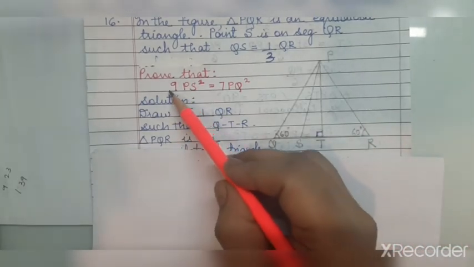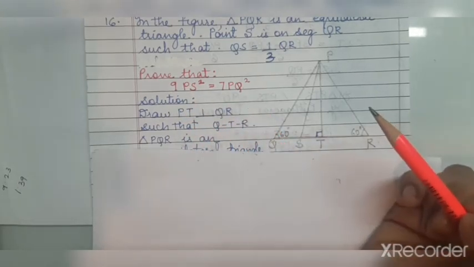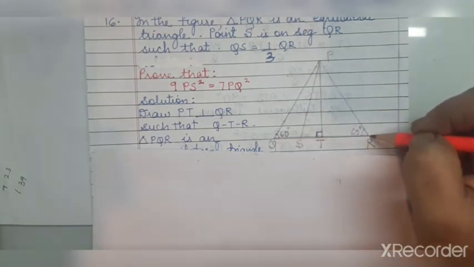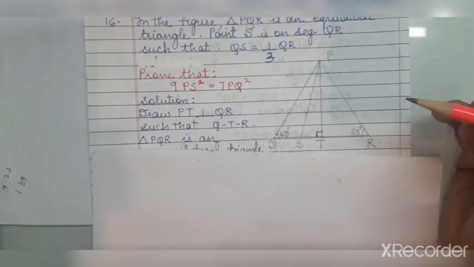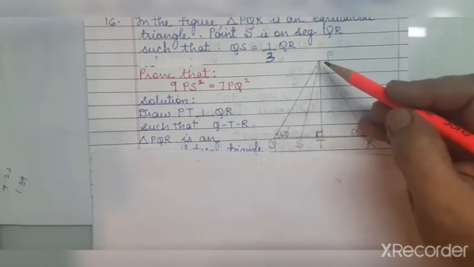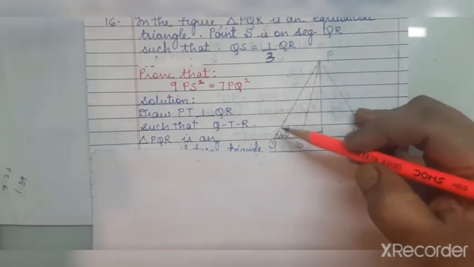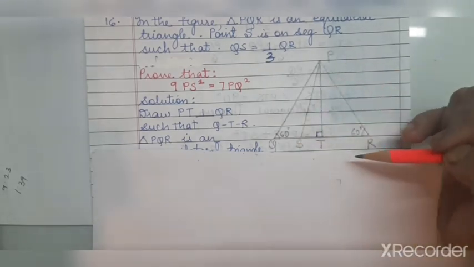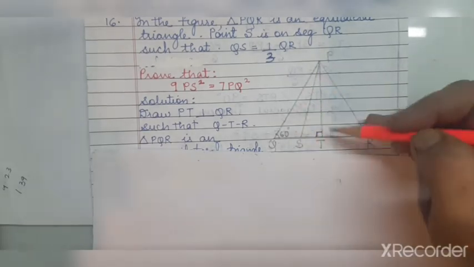And we are asked to prove that 9 PS square is equal to 7 PQ square. Now here one thing we have to take is that PT is perpendicular to QR. So if we take PT perpendicular to QR, we can use Pythagoras theorem, or even, since they have given that triangle PQR is an equilateral triangle, we'll get 60 degrees somewhere, and somewhere we'll get 30, so we can use the 60, 30, 90 degree theorem. We'll see how it goes.